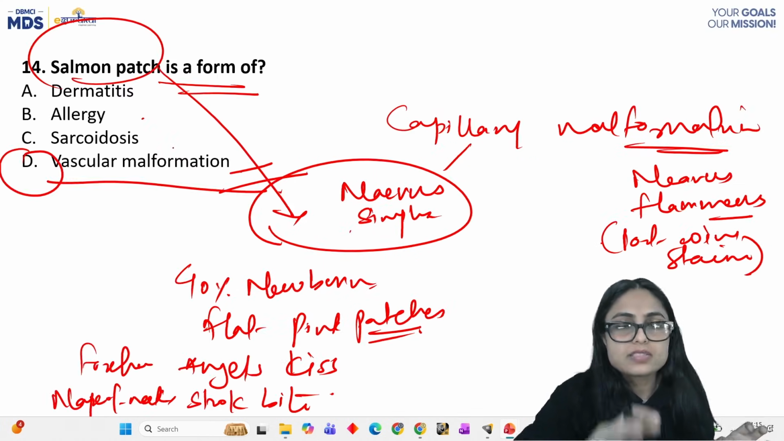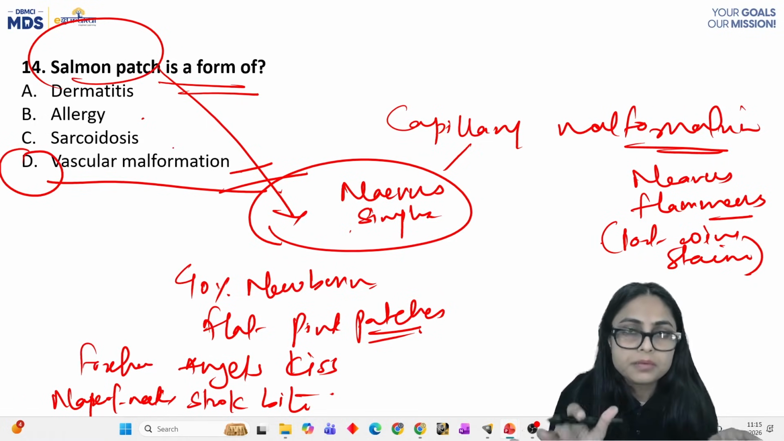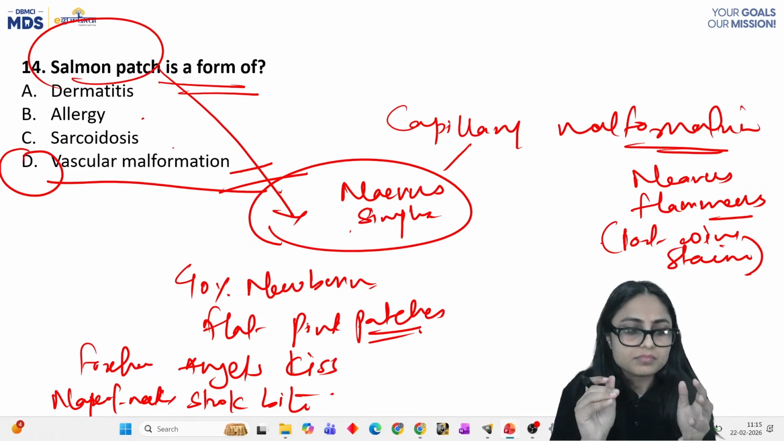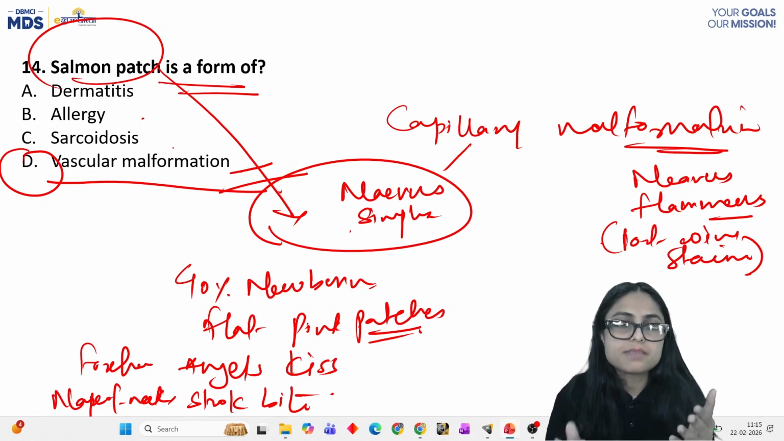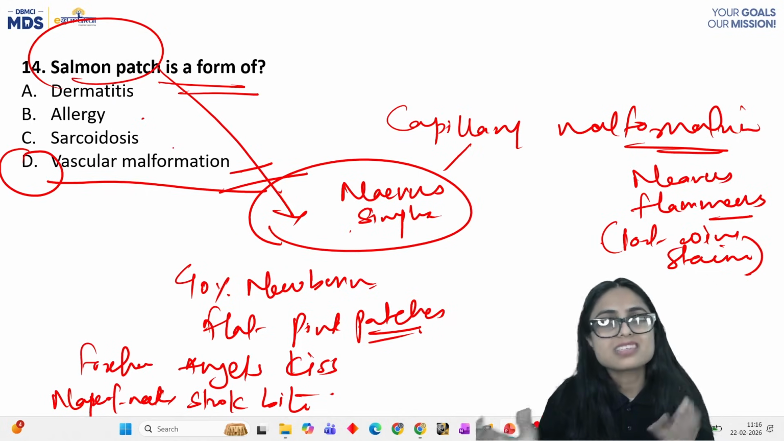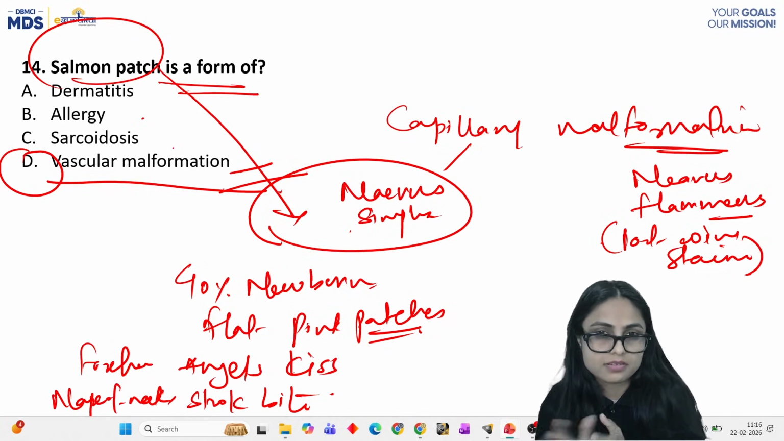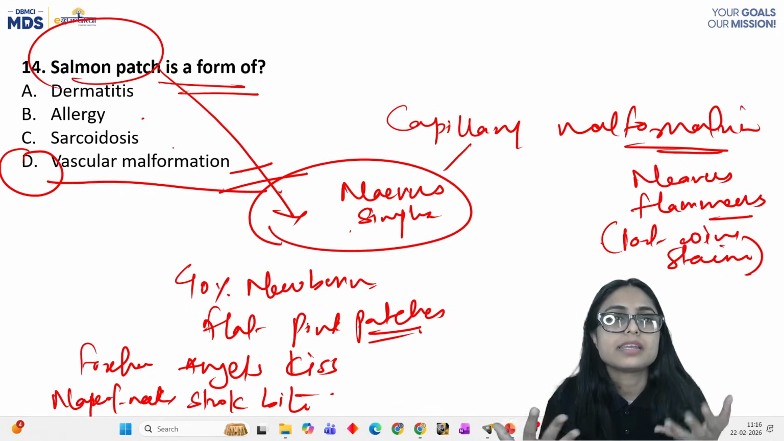And nevus simplex you will see in newborns, 40% of newborns, very common, and you can see it on the forehead or nape of the neck. Nevus simplex is called salmon patch, and nevus flammeus is called port wine stain. So these are types of capillary malformation that you should have a basic idea about.